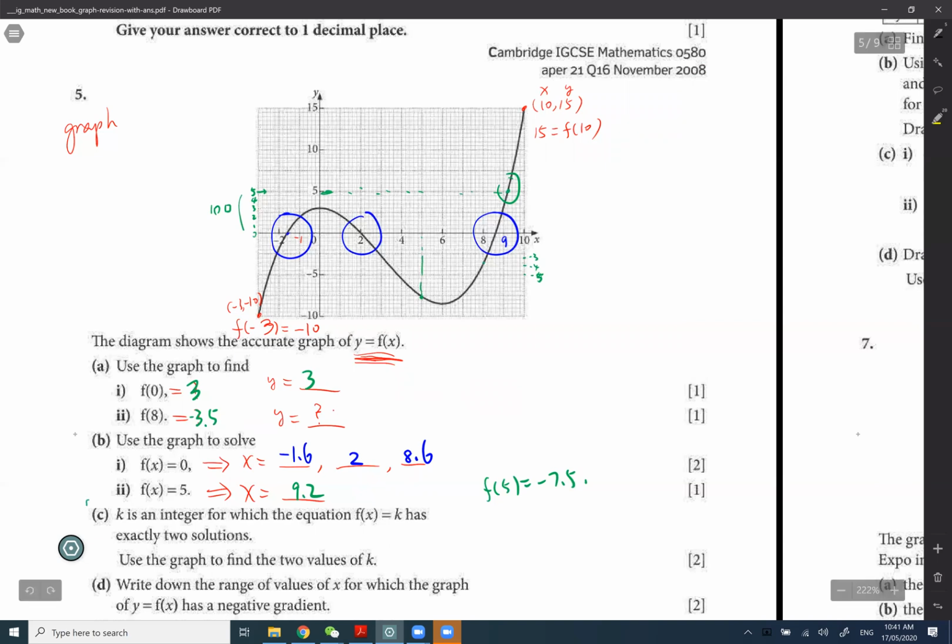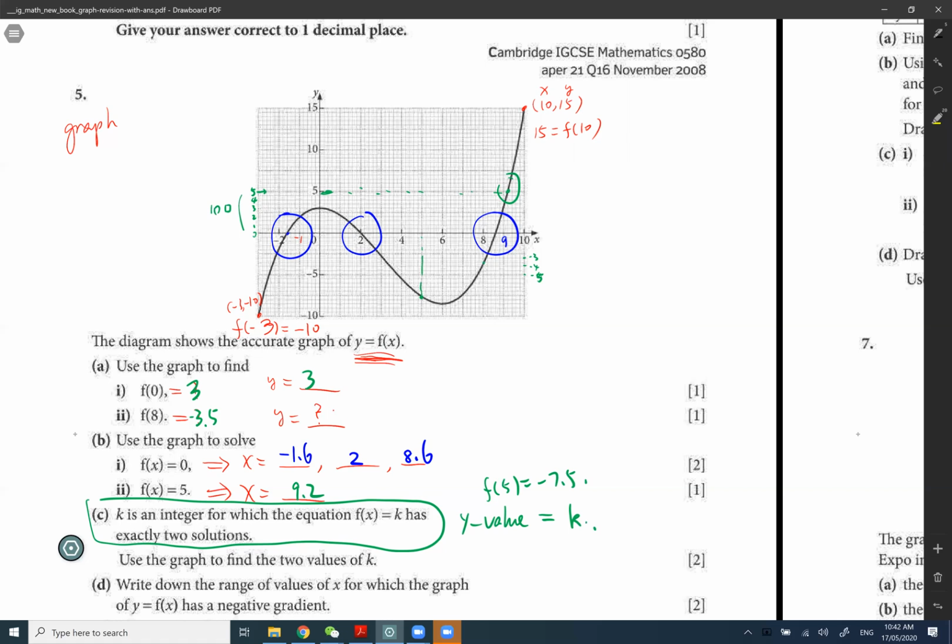Part C now. Part C is like y value equals k, and you have 2 solutions. Two solutions means, guys double check, y value equals k.